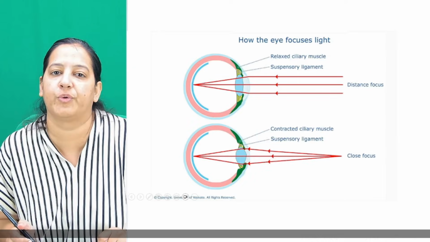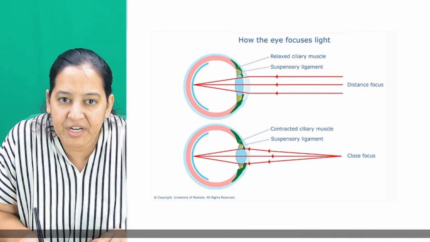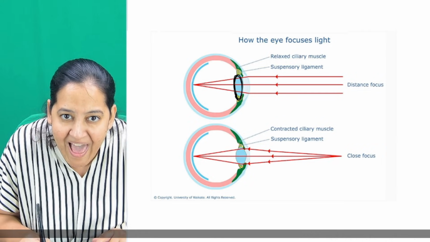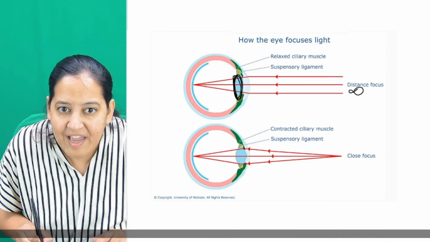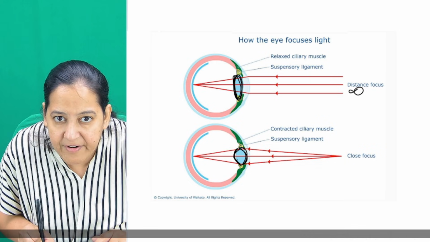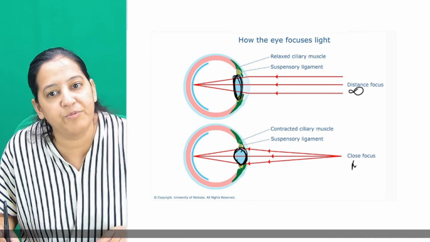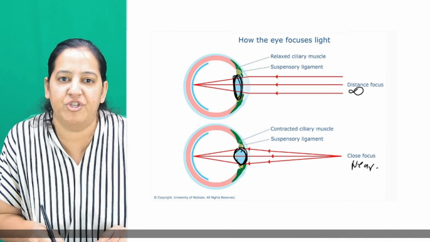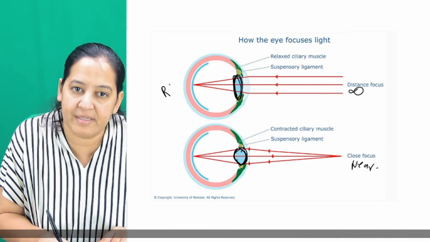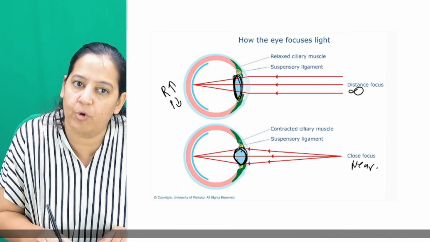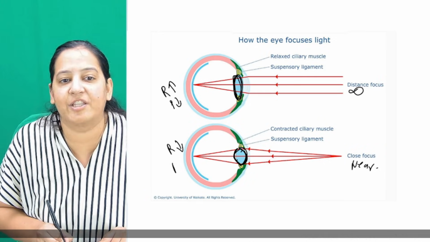The same thing is shown to you here. Appreciate the thickness of the lens here. Appreciate it's flat when the object is at infinity. Appreciate the thickness of the lens over here. Appreciate it becomes convex when the object is near. So here radius of curvature is high and power is low. Here radius of curvature is decreasing and the power is increasing.